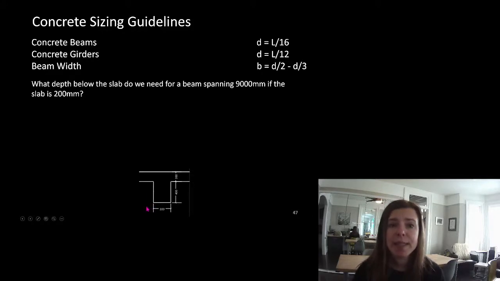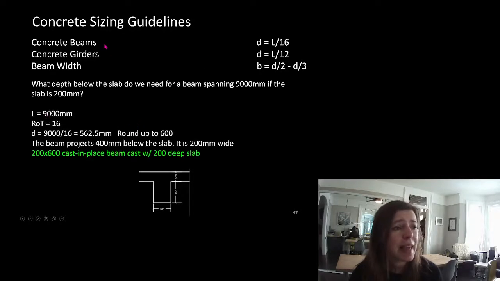Hot tip, sometimes I ask for the full depth, sometimes I ask for the depth below the slab. Pay attention to that in the assignment and in the exam. For those of you that have listened to this lecture and heard me say those words, you're going to have no problem and you're going to get all the marks for that.